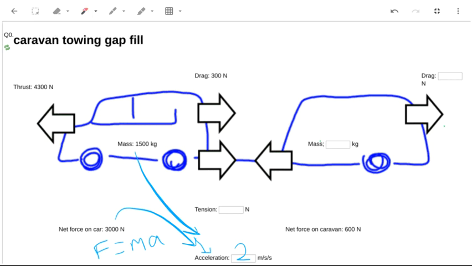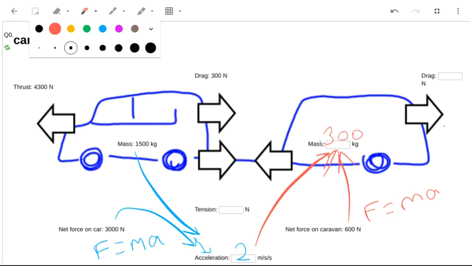Now, since the car and the caravan are attached to each other, their accelerations must be equal. So this means that I can then work out this mass here. I'm going to use the force, which is 600 newtons, and the acceleration that I've just worked out, and the same equation. I can only use F equals ma with the net force. 600 equals something times 2. So that tells me that the mass is 300.